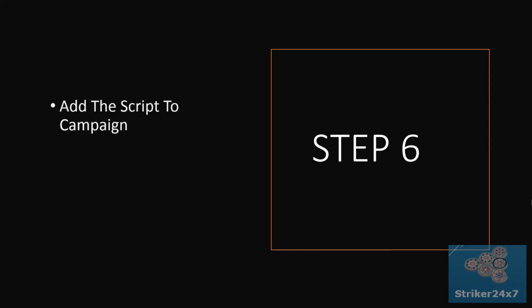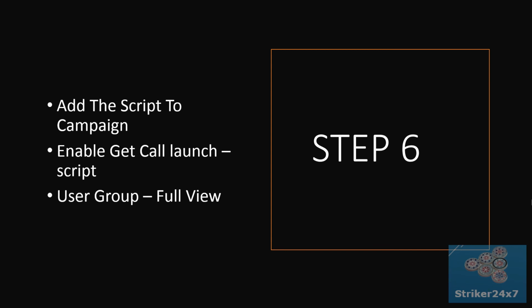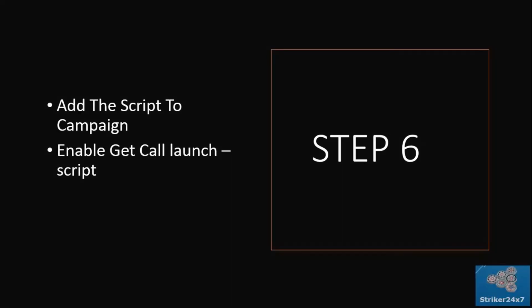Step 6. Add the script created in step 5 in the campaign where the agent logs in. Next, enable get call launch to script in the same campaign so that the agent can see the soundboard immediately when the live call is received. Next, enable the agent panel full view under the user groups so that the soundboard panel will fit to the window. Let's jump to my live VC dial and finish step 6 and the live demo of the soundboard.